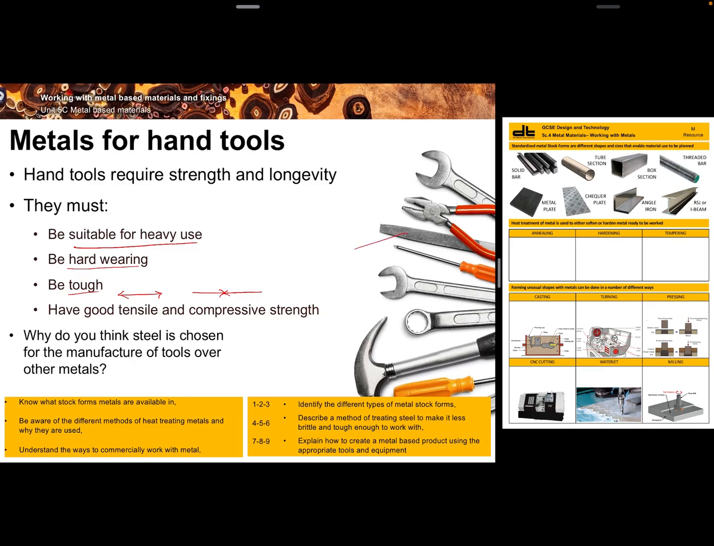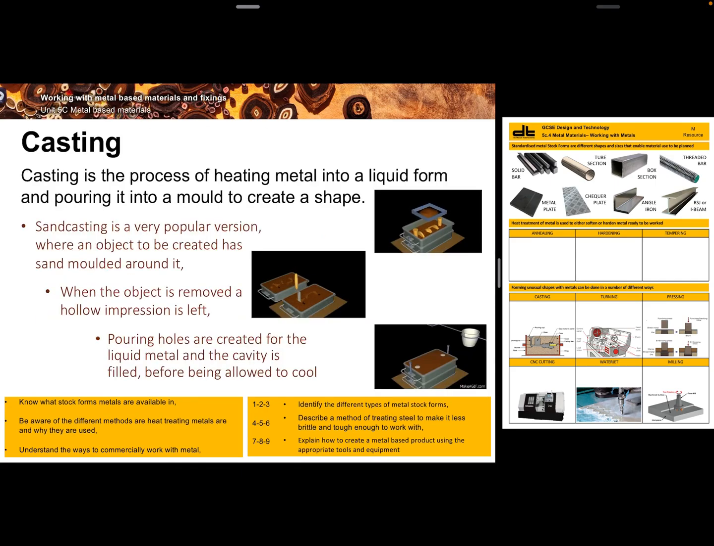Now, something like a file and a hammer, you're going to require those things to be quite hard. But if you drop them, you might find out that they are quite brittle. A spanner, on the other hand, getting dropped on a fairly regular basis in my workshop, you need that one to be a lot tougher to be able to withstand that, as well as not wearing down while you're using it.